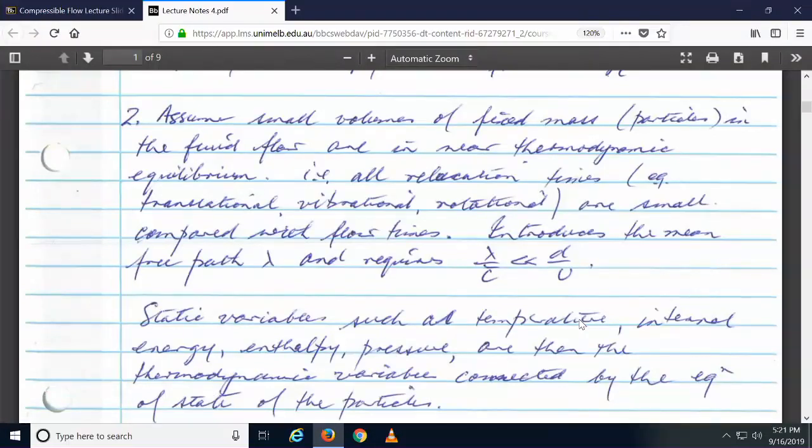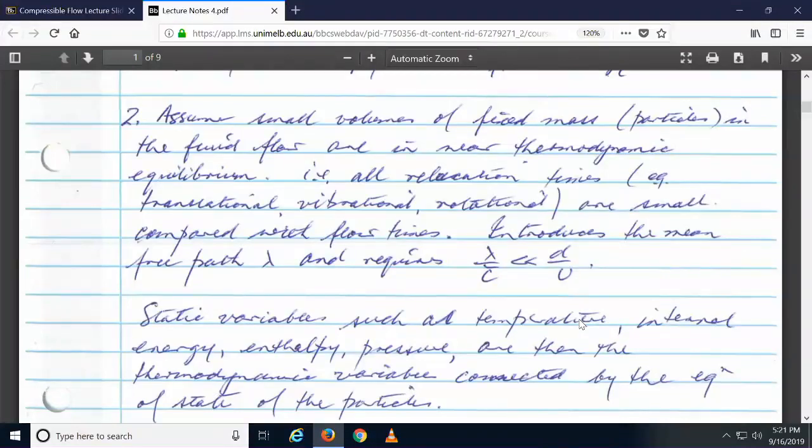How many of you have heard of the mean free path? I can't believe it's not anybody. Nobody has heard of the mean free path.